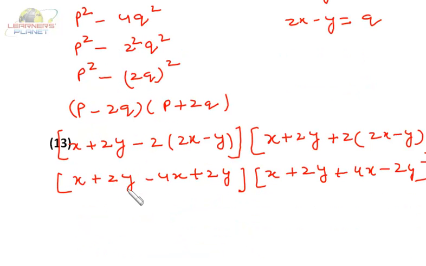Now x minus 4x can be written as minus 3x, 2y plus 2y is plus 4y. Then x plus 4x is 5x, and 2y minus 2y will be 5x only. Okay. So I hope you are clear.